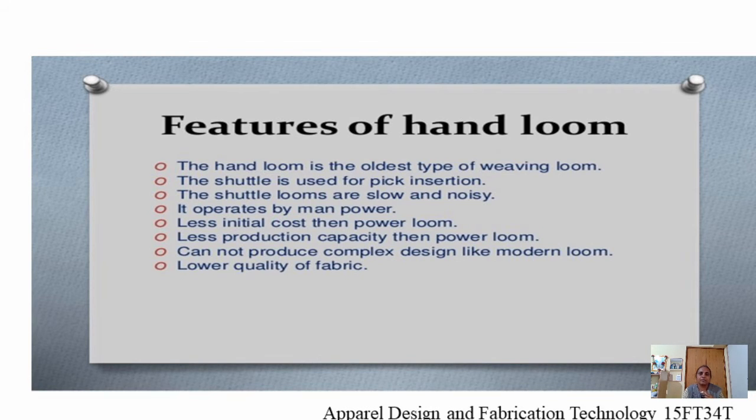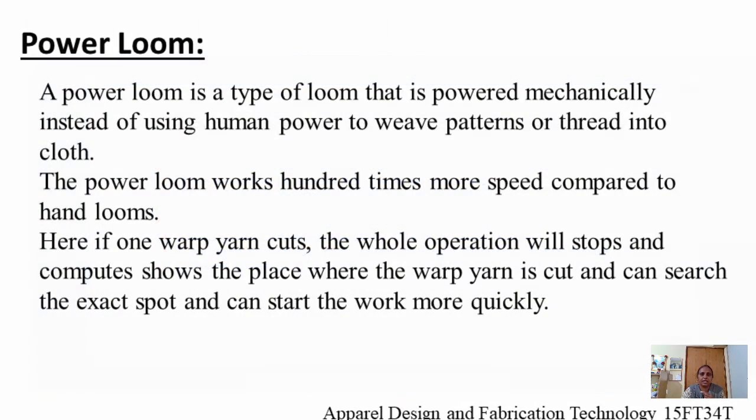Next comes the features of a handloom. First, the handloom is the oldest type of weaving loom. Second, a shuttle is used for pick insertion. The shuttle looms are slow and noisy. It operates by manpower, has less initial cost than the power loom, less production capacity than the power loom, cannot produce complex designs like modern looms, and gives lower quality of fabrics. So these are the features of the handloom.